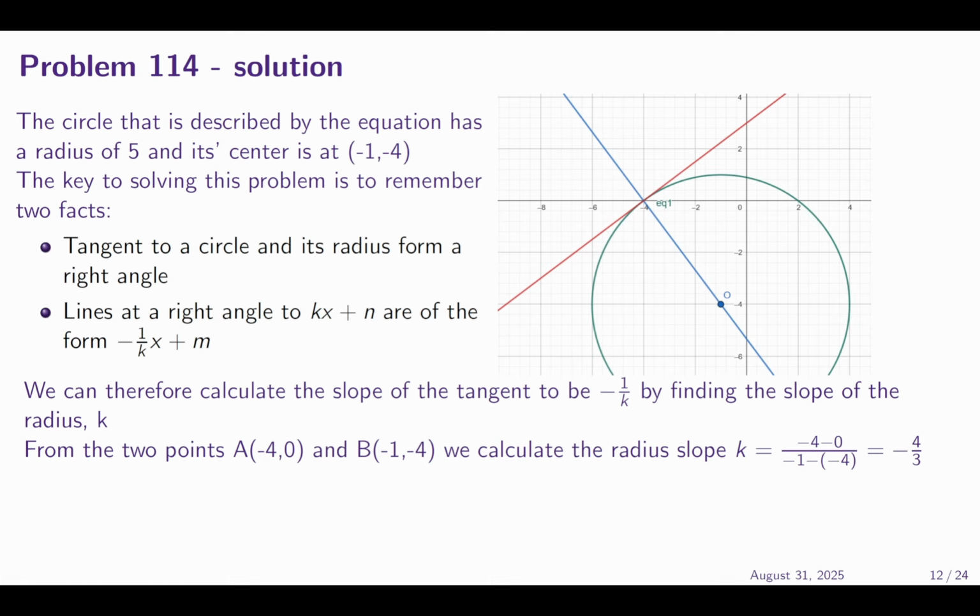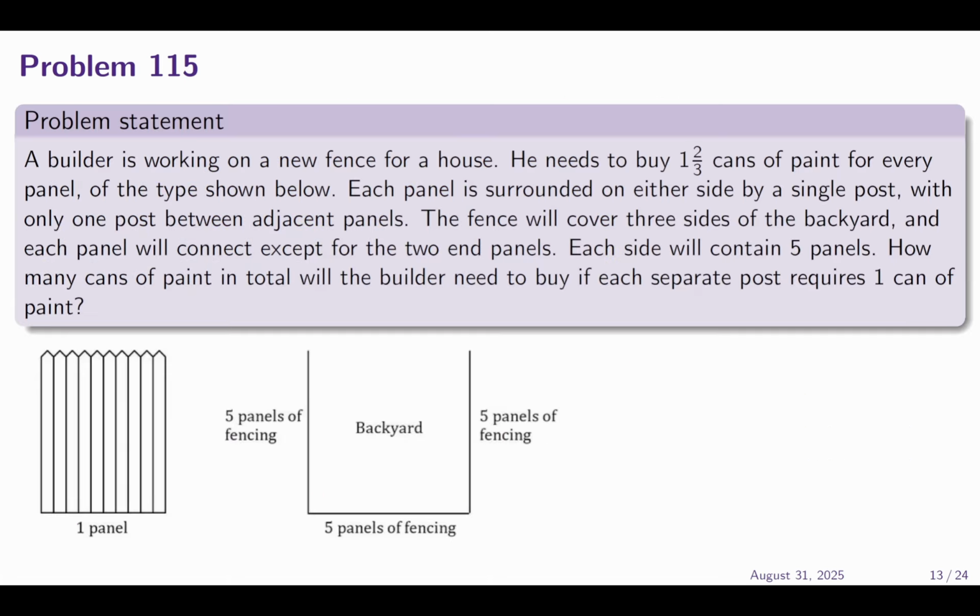We calculate the slope of the radius line as negative 4 minus 0 divided by negative 1 minus negative 4, giving us finally negative 4 over 3. Therefore, the slope of the tangent at negative 4, 0 is negative 1 divided by the slope of the radius, which is 3 over 4.